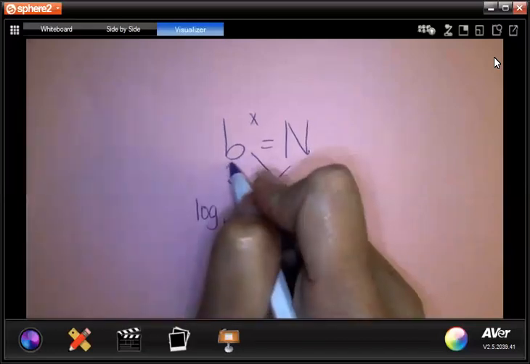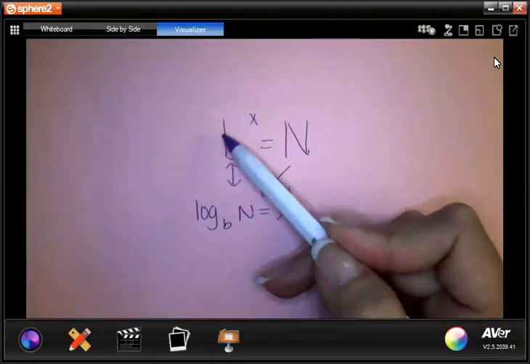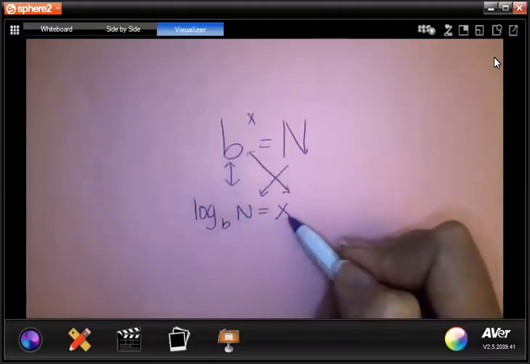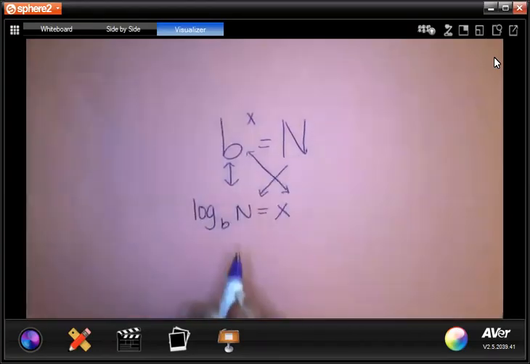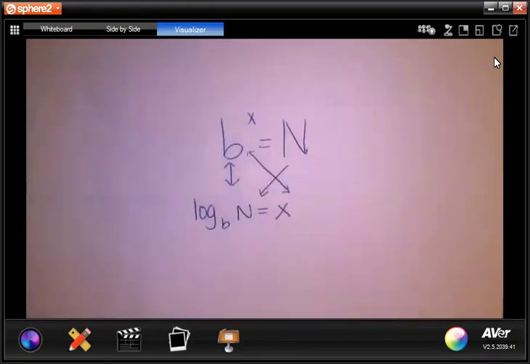And that does go both ways. So the base on the log here is the base on the exponential. Our exponent becomes our answer here, and our answer becomes our argument. So the argument is always going to be the answer on an exponential. That's important for what we are going to do today. We're going to go deeper into learning what these logs are.